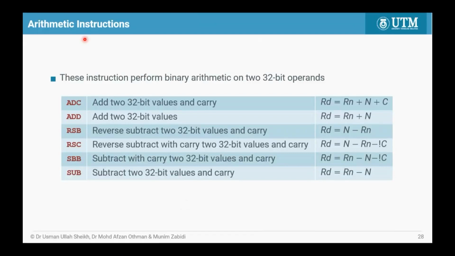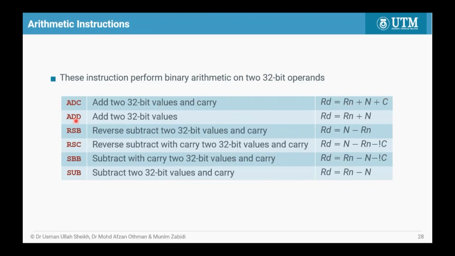Arithmetic is an operation that includes addition, subtraction, and sometimes multiplication, etc. These instructions perform binary arithmetic on two 32-bit operands. You have a few instructions here for arithmetic. One is ADC. What does this ADC do? You add two 32-bit values with a carry. So this is what happens: Rd equals Rn plus N plus the carry.